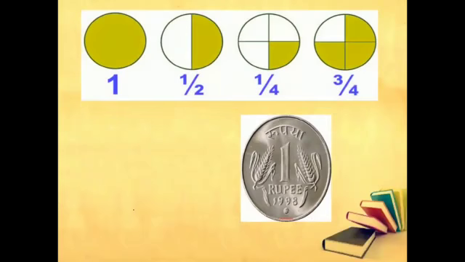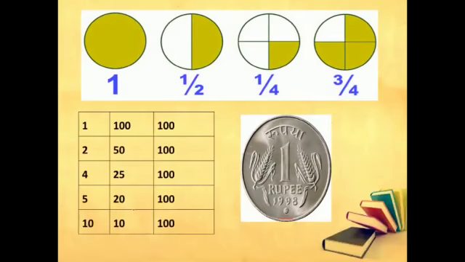1 rupee. So if you know 1 rupee, all percentage sums and decimal sums are very easy. See, you can know for 1 rupee how many paise? 100 paise. 2 into 50, 100 paise. 4 into 25, 100 paise. If you know how many paise you have in 1 rupee, maximum percentage sums can be solved.